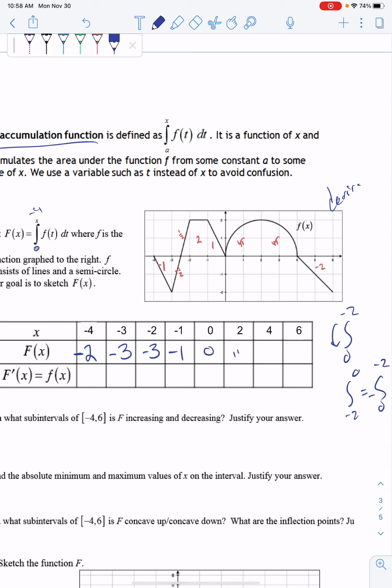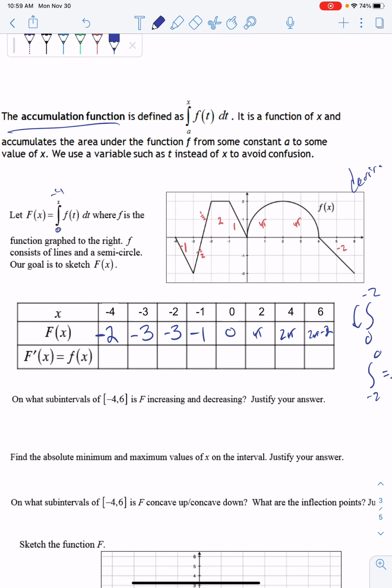At 2, I have an area of pi. If I go all the way to 4, I've got an area of 2 pi. And if I go all the way to 6, I've got 2 pi minus 2, which unfortunately is not a nice number. At least I don't think it, no, it's not going to be a very nice number. So we'll leave it like that. Okay.